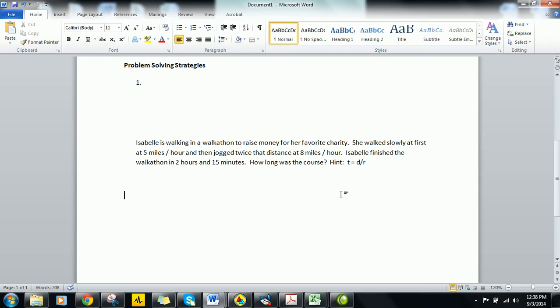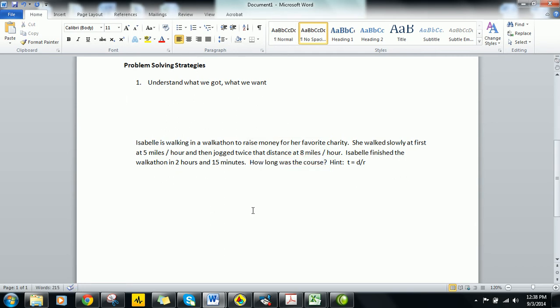And here's a little hint which makes it a little bit easier. The first problem solving strategy is to understand what we got and what we want. So far we got a lot of information about how Isabel was walking and jogging. What we want is to figure out how long the course was, and so that's a little deceiving. We're trying to find the distance, how long the course was. We're looking for the total distance.